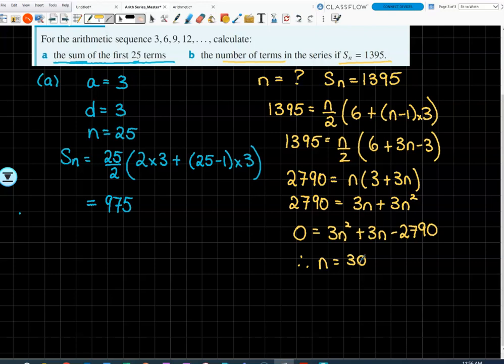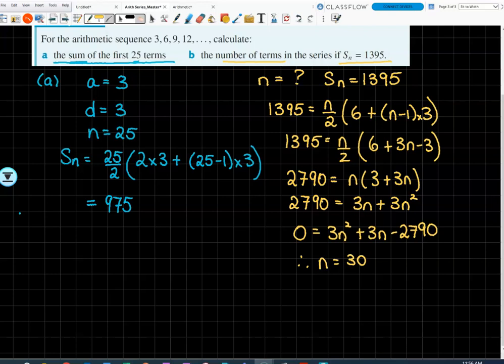Obviously, there's going to be different ways that they can word it, different order that they can give you the information. But if you do that, put down the information that you're given, a equals d or l, read it clearly. Put down Sn. You have it or you're trying to find it. And you've got those two equations. Plus, keep that little general term for an arithmetic sequence. You're going to be good to go.